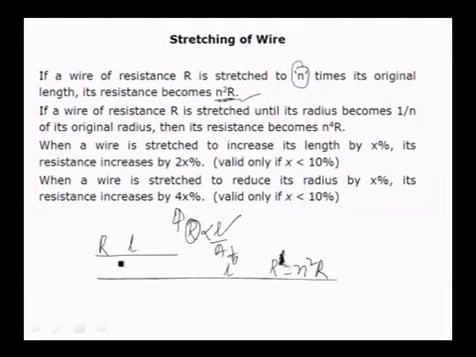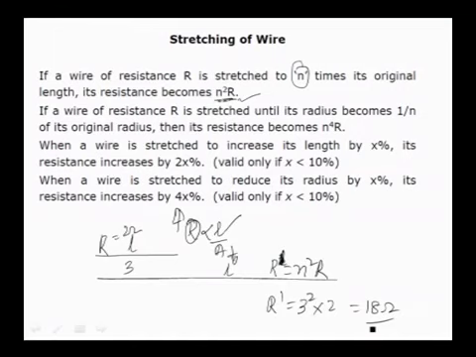Say for example, this wire has a resistance of 2 ohm. What is the resistance if it is expanded to 3 times? Therefore, R dash is equal to how many times? 3 times. Original resistance is 2. 3 square is 9. 9 into 2 is equal to 18 ohm. Like that you are going to calculate.